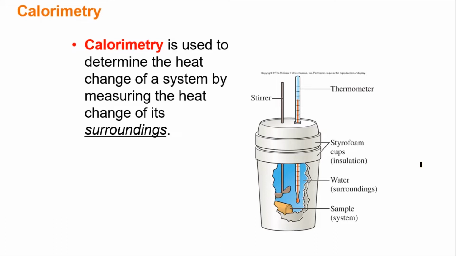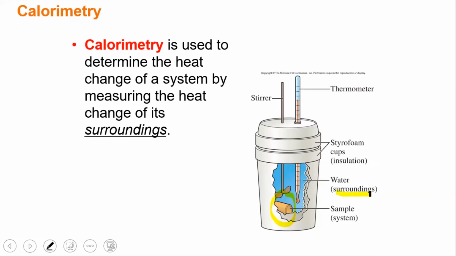Notice that inside the calorimeter, you have water and a sample. In this case, I believe this is just kind of like a piece of metal that we have in there. Now, notice what we've done. We are calling that piece of metal, that sample, our system. And we are calling the water our surroundings. Why? Because by insulating everything inside, we've created essentially a universe in here.